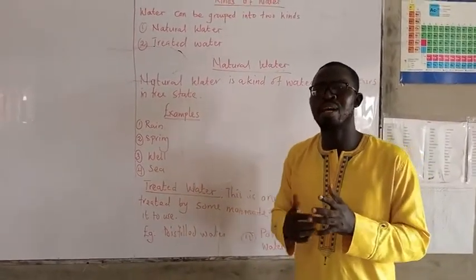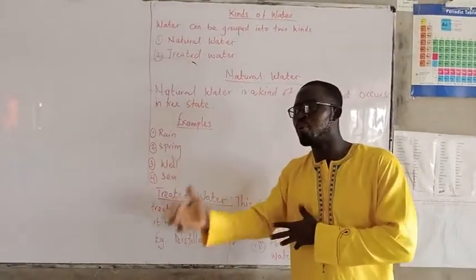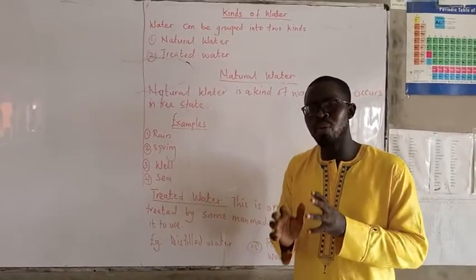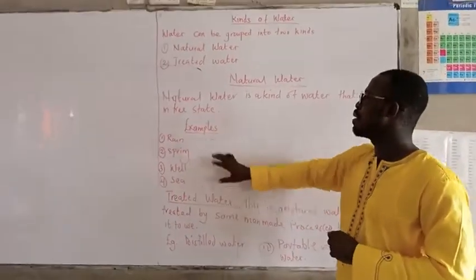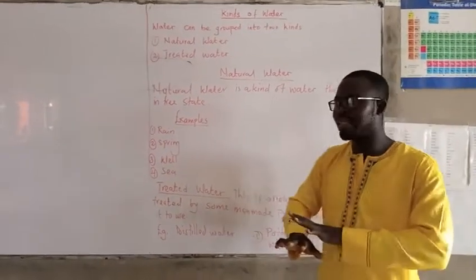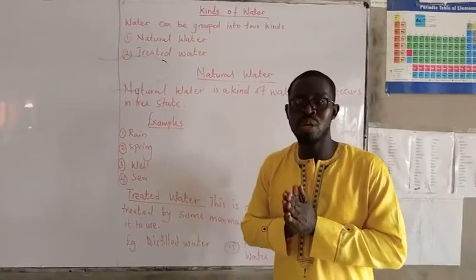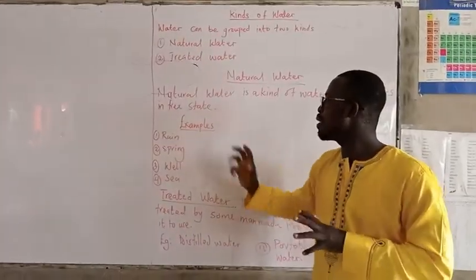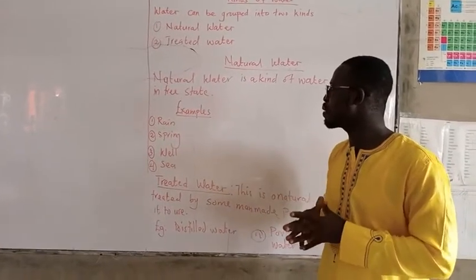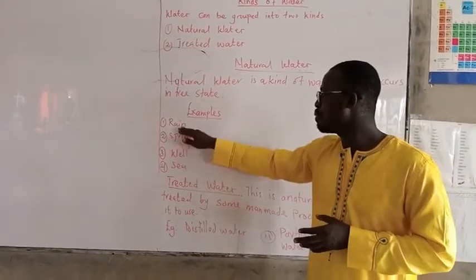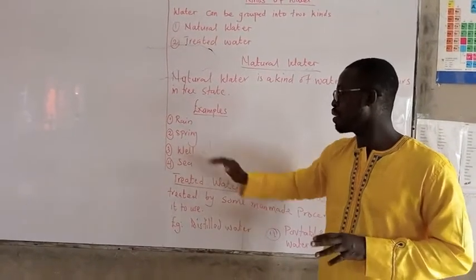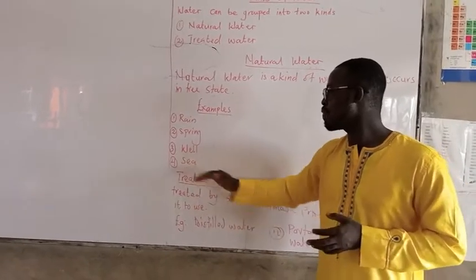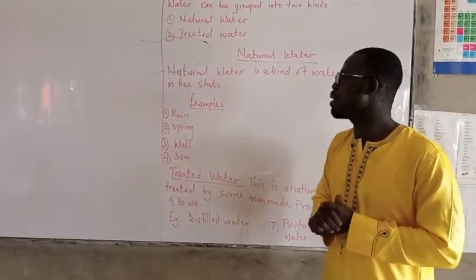There are others, like underground water, and all that. But we want to establish that any kind of water that exists in its free state is what we are calling natural water. It is very important that you put this into memory and always reflect on it. Natural water: we have the rain, the spring, and the well. Everybody has seen well water before, and then we have the sea water also making a natural water.